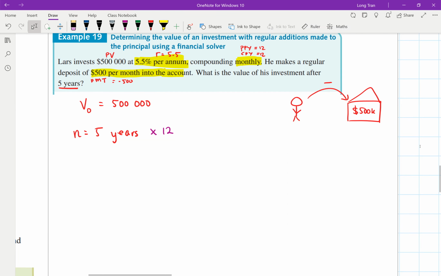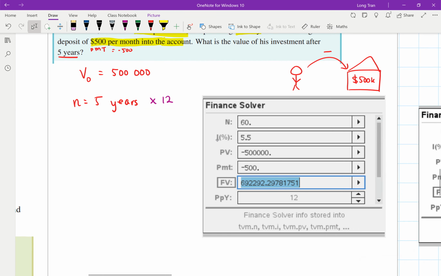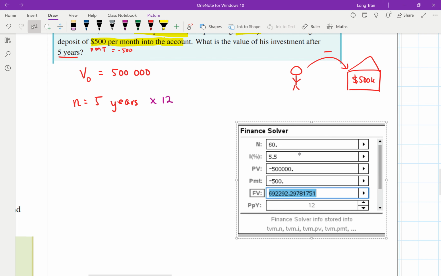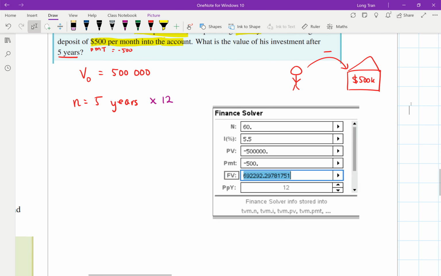So there we go. This is using Finance Solver. Just be careful with the amounts when you're doing this, making sure that these two are negative or not, depending on whether the money is coming out of your pocket into the bank, or whether the bank is giving you money and you've got more in your account, into your pocket. That's where it matters most, whether your calculation is going to be correct or not.